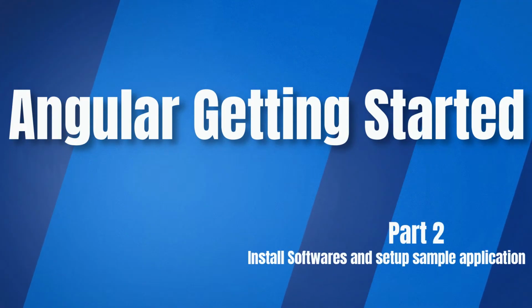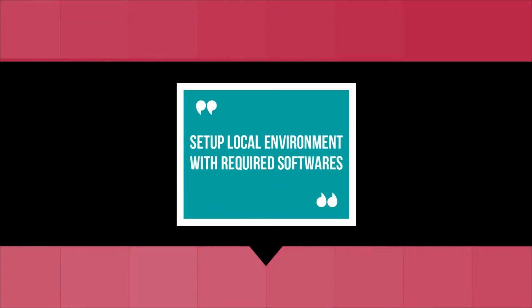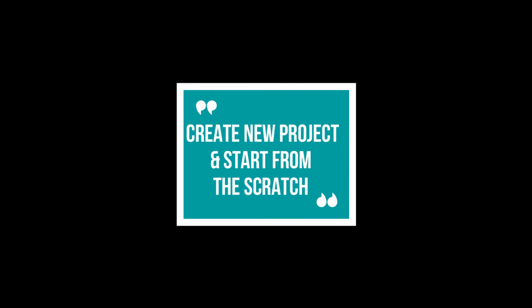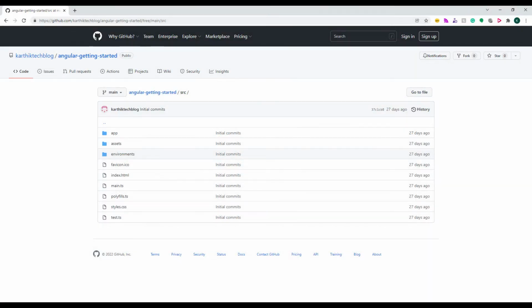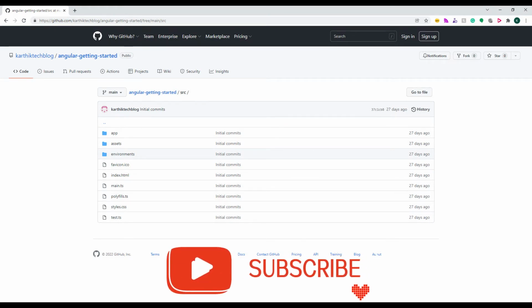This is Angular Getting Started, part 2. Here we're going to talk about how to set up the local environment by installing the required software, and then create a new project and we'll start from scratch. I will also provide you the GitHub URL where you can download the initial project and you can start from there as well. Without delay, come let's get started.